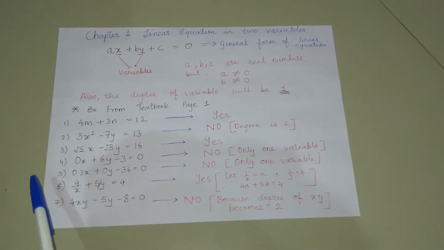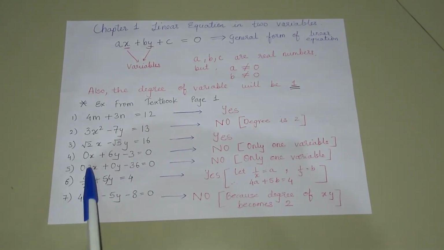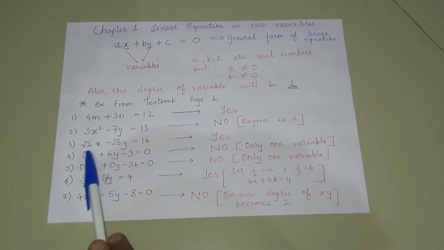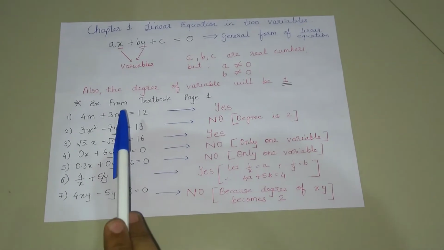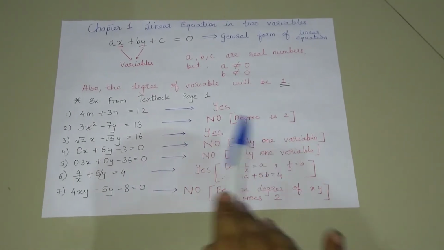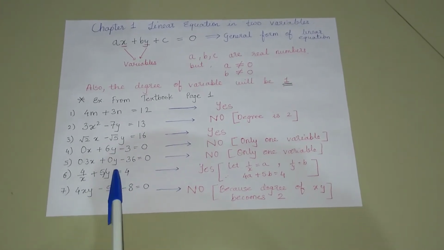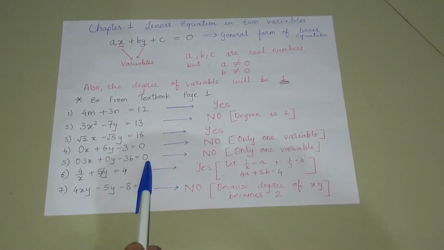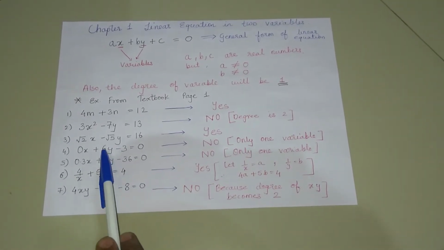Let's take the next one: 0x plus 6y minus 3 equal to 0. As we know our condition, a should not be equal to 0, because if a is 0, then this will be 6y minus 3, which is a linear equation in one variable. We are checking for linear equations in two variables, so the answer is no, because it has only one variable. Next one: 0.3x plus 0y minus 36 equal to 0. This is also not a linear equation because there is only one variable; here the y term is 0.